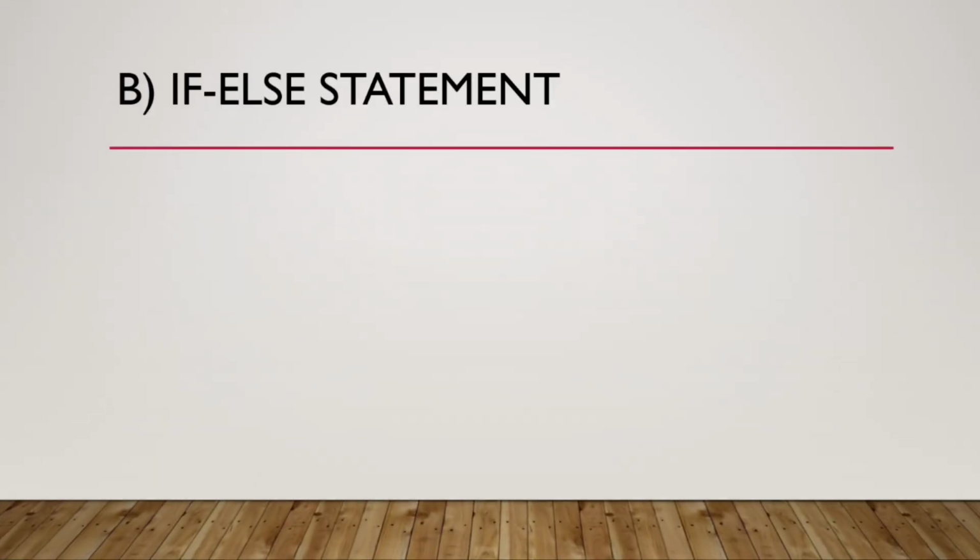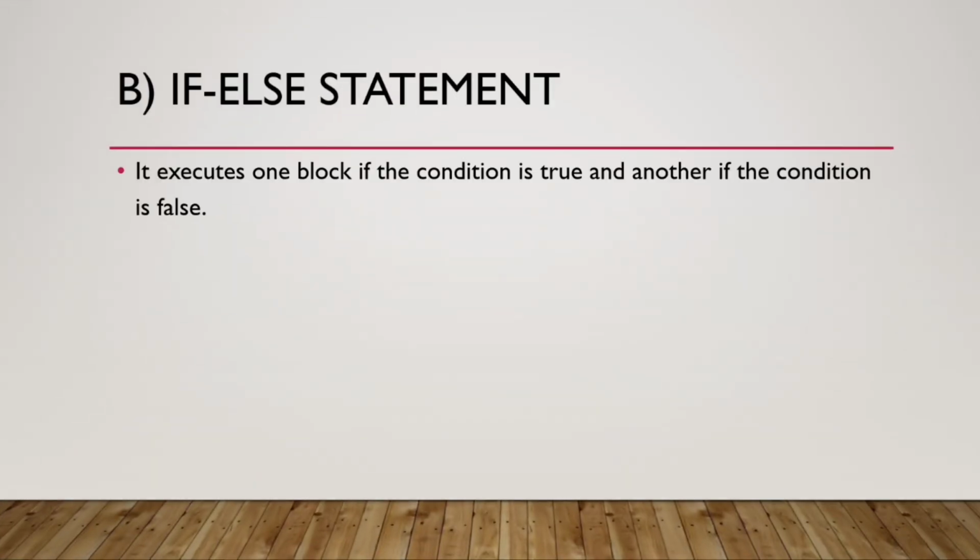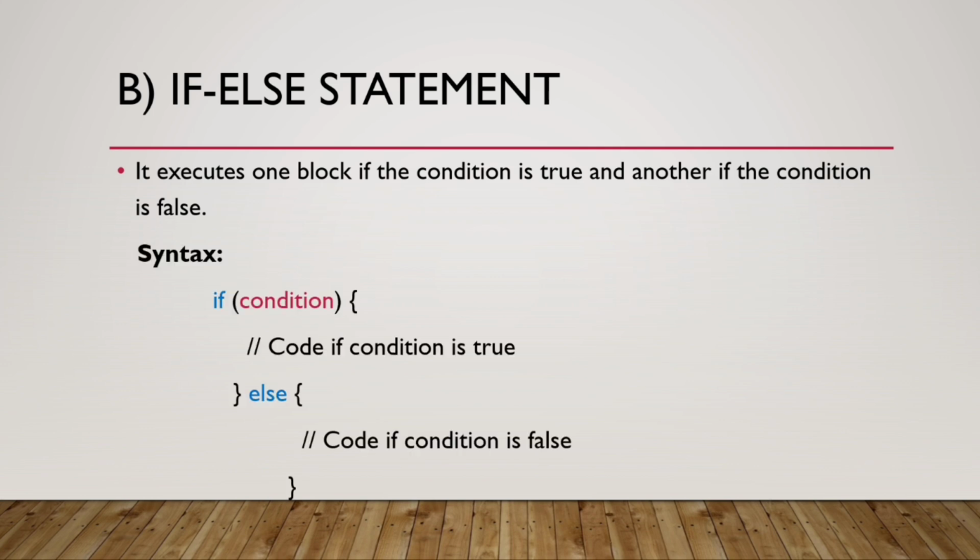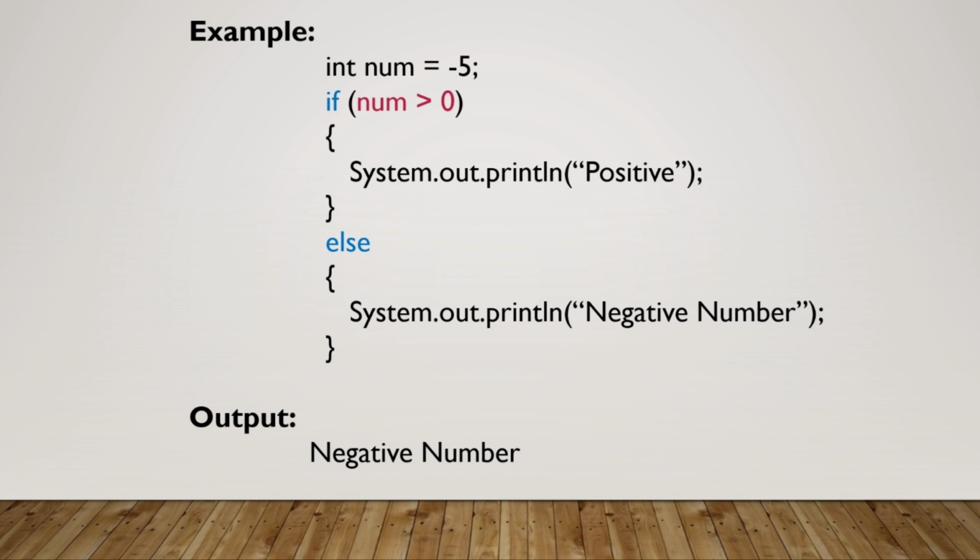B. If-else statement. It executes one block if the condition is true and another if the condition is false. Syntax: if (condition) { code if condition is true } else { code if condition is false }. Example: int num = -5; if (num > 0) System.out.println("positive"); else System.out.println("negative number"); output: negative number.